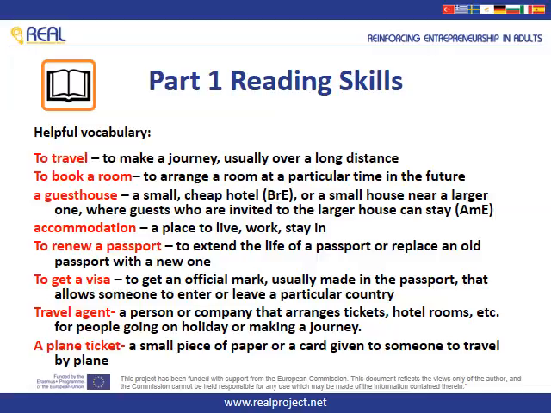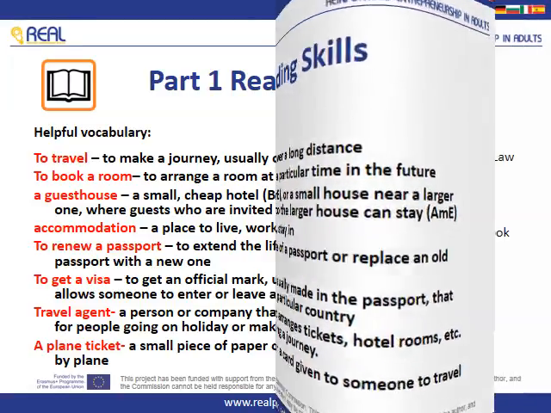We renew a passport when we want to increase the life of a passport or replace a passport that's old. To get a visa means to get an official mark, usually made in a passport, that allows someone to enter or leave a particular country. A travel agent is a person or company that arranges tickets, hotel rooms, etc. for people going on holiday or making a journey. A plane ticket is a small piece of paper or card given to someone, usually to show that they have paid for a journey.